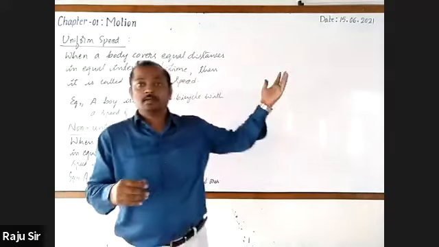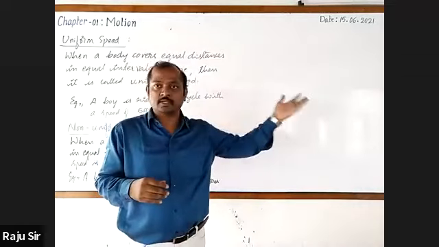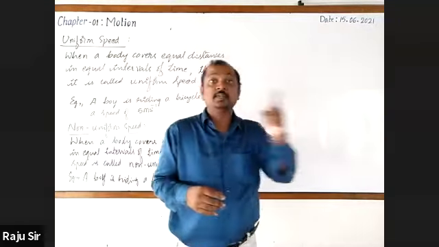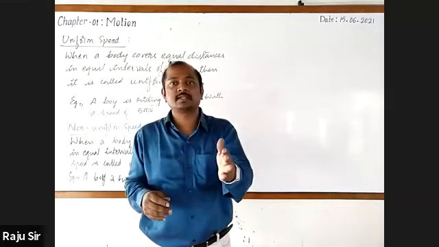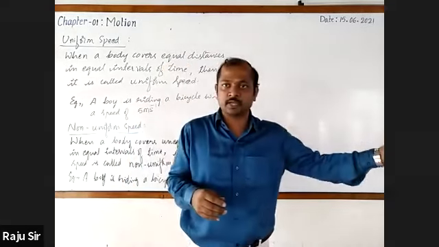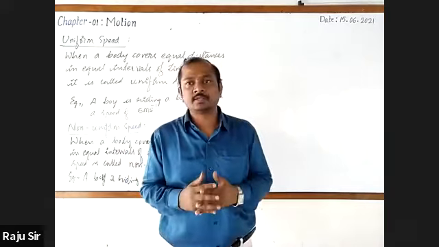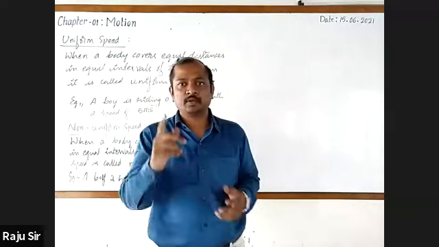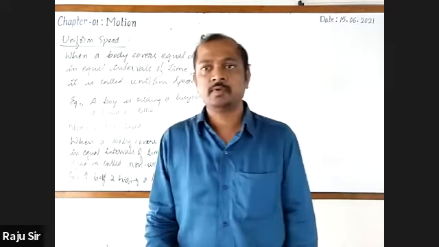Next, the non-uniform velocity, like this. When a body is traveling in a straight line, if it covers unequal distances in equal intervals of time, then its velocity is called non-uniform velocity. Can you write the definitions of these two yourself? Yes, sir. Okay. Now it is time up.